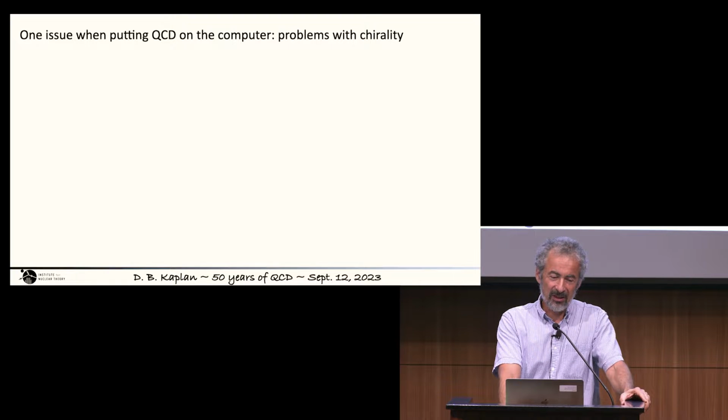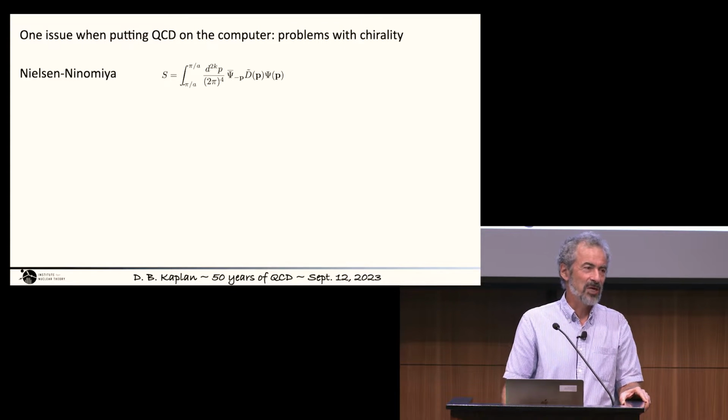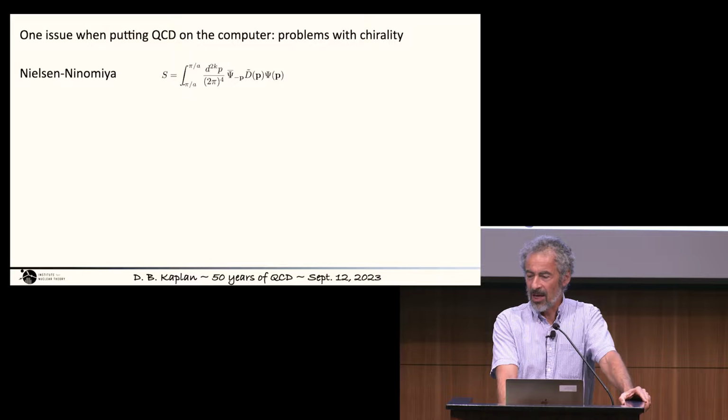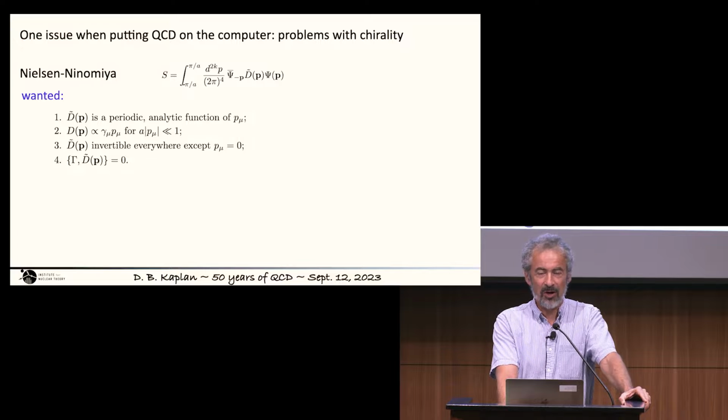So the issue that I was interested in was, how do you put chiral fermions on the lattice? And there was this Nielsen-Ninomiya theorem. If you start with an action, Euclidean action for a free fermion with some operator, which I've written in momentum space, they pointed out there are 4 things you would like to have. The first one is that D is periodic and analytic in momentum. That means that in coordinate space it's a local function. You'd like it to look like the Dirac fermion in the continuum limit as momentum goes to 0 compared to the lattice spacing, a. You want it to be invertible everywhere except for at p equals 0. That means that there's only one flavor, no doubling.